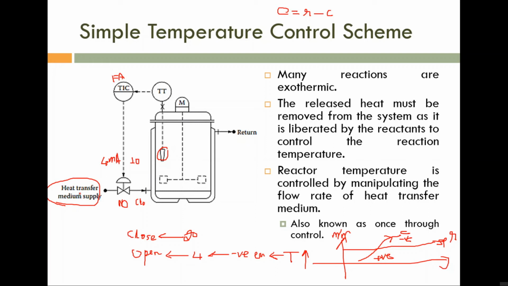Then there is no need to remove the heat energy because the temperature is small. So we can close the control valve by giving 20 milliampere. So for positive error we have to give 20 milliampere, and for negative error we have to give 4 milliampere. So this is a forward acting controller with respect to error.